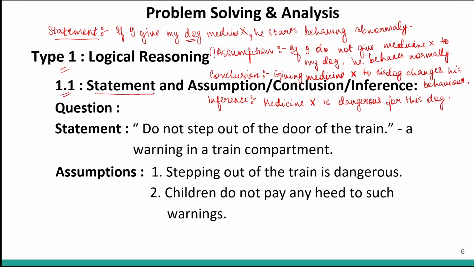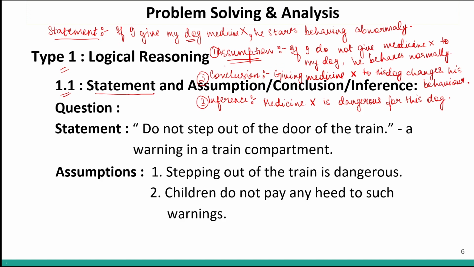So this is the assumption, this is the conclusion, and this is the inference. This is the difference between assumption, conclusion, and inference. When I talk about assumption, it means it is already kept in mind while forming the statement. If I give my dog medicine X, he starts behaving abnormally. We have assumed, it is implicit in the statement, that if I do not give this medicine, the behavior of my dog is normal, right?